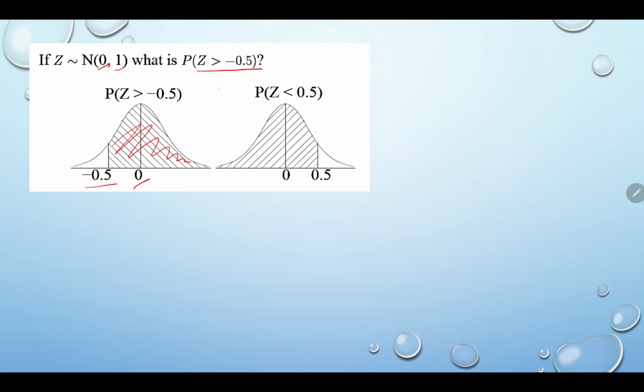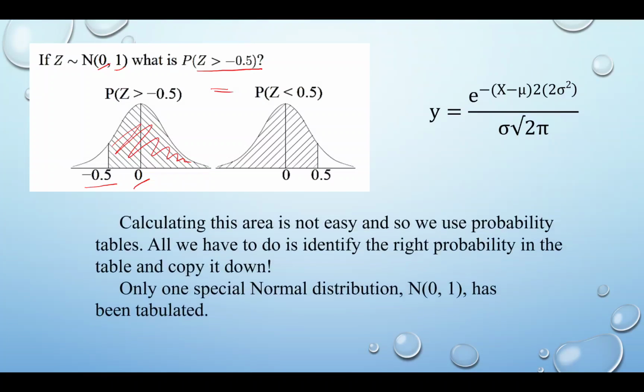It's also equivalent, kasi nga, dahil symmetrical, to getting the positive 0.5, or the probability of Z less than 0.5. I guess that's clear to you because of the symmetrical property. To be able to solve this, yung area na yan, we have to use an integration of ang formula na to. Of course, I won't be asking you to do this one kasi it will be difficult.